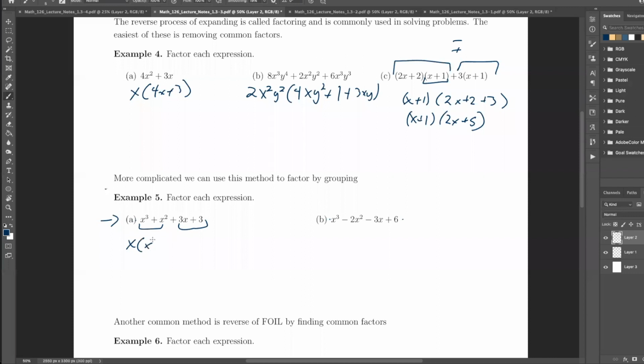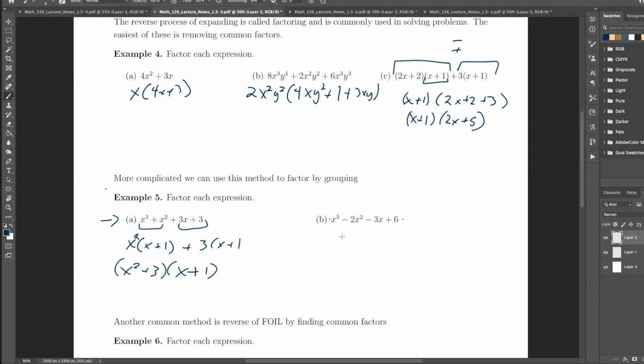And so here we have x squared plus, here I can pull out an x squared, more than just an x. So I have x squared times x plus 1. Here, I can pull out a 3, so I have 3 times x plus 1. Now, once I have this, I can group it together, and here I have x squared plus 3 times x plus 1.